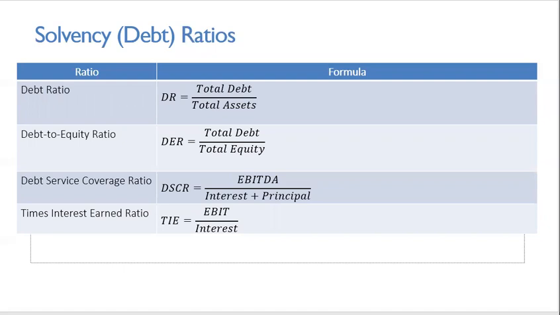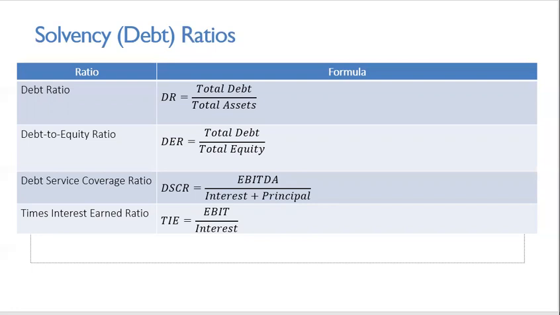And then the latter two, debt service coverage ratio and times interest earned ratios, are measures of ability to pay liabilities. Okay? So if you look at the debt service coverage ratio, that is EBITDA over interest plus principal. EBITDA is earnings before interest, taxes, depreciation, and amortization, which is supposed to be your sources of cash, right? So, yun yung cash na generate ng business. So, divided by interest plus principal.